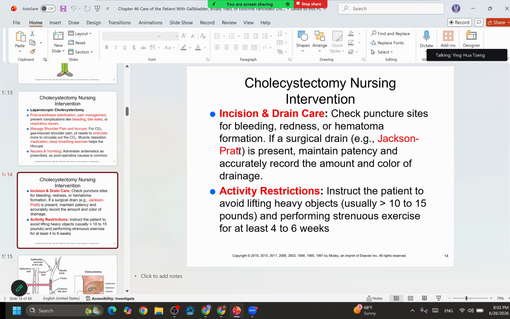That's why I told the doctor, is the patient pale? Can they breathe? Because of the lack of oxygen, right? Because the red blood cells are not there anymore. Okay, activity restriction. Because it's abdominal surgery, that means what? The patient is not allowed to lift anything heavy, 10 to 15 pounds. I will say 10 to 20 pounds. Okay, 20 pounds. So that means the patient usually cannot lift anything.